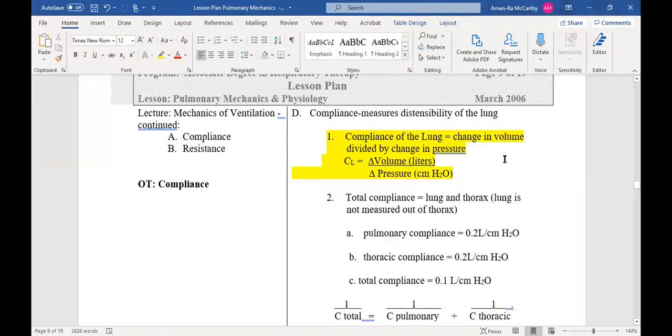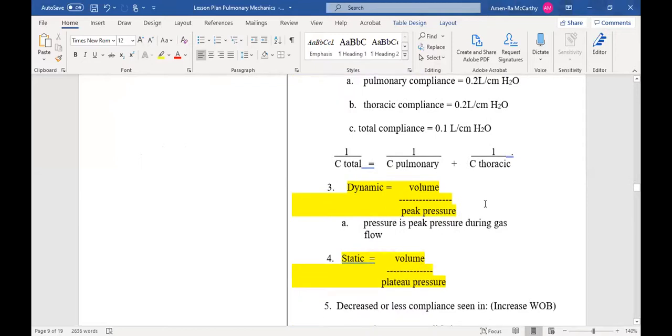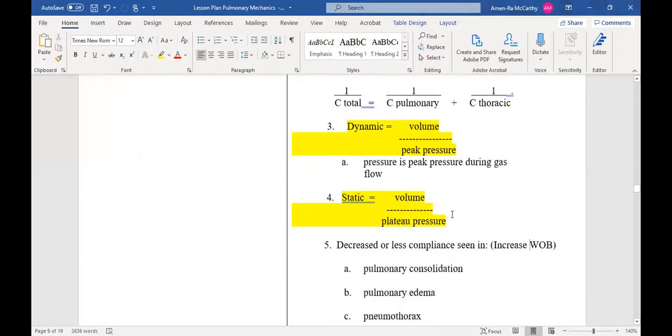Regular compliance. We talked about dynamic compliance. We talked about static compliance. Did a few problems to understand those. I gave you the actual normal values for those. Now we got to figure out what are some things that cause these problems.